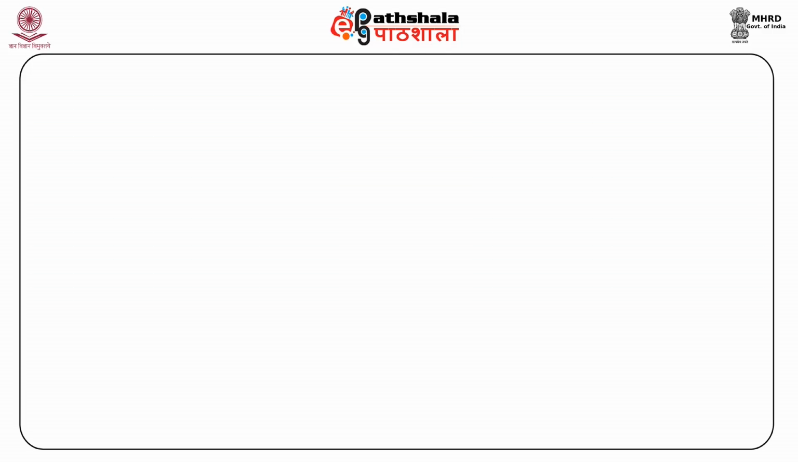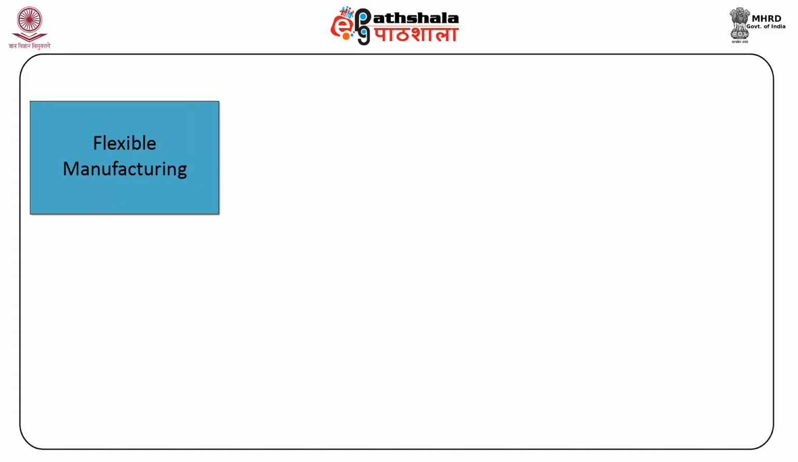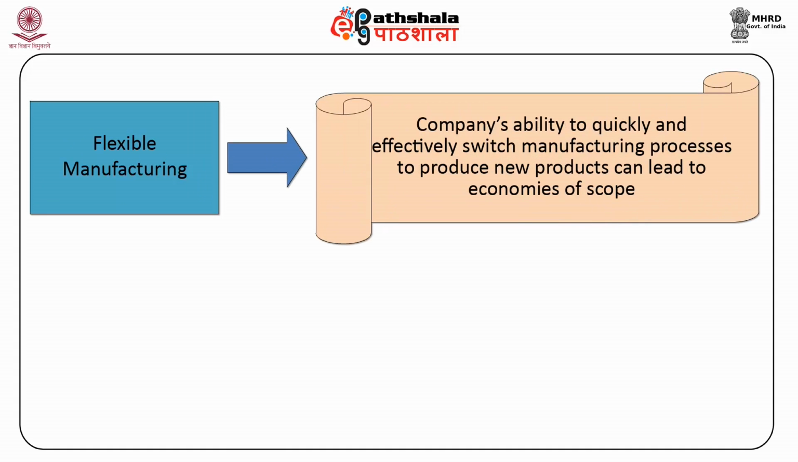Let us discuss how to achieve economies of scope. Flexible manufacturing. A company's ability to quickly and effectively switch manufacturing processes to produce new products can lead to economies of scope. The cost of switching is low, and multiple products can be produced using the same resources.